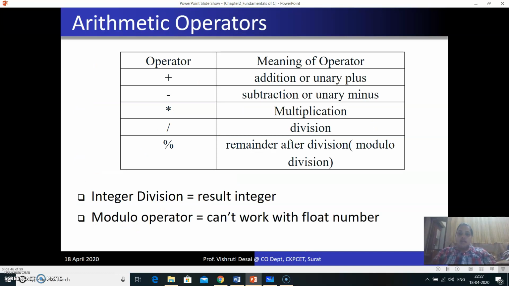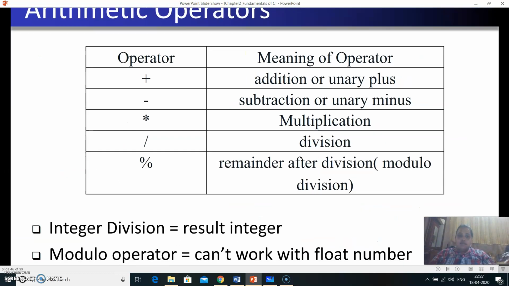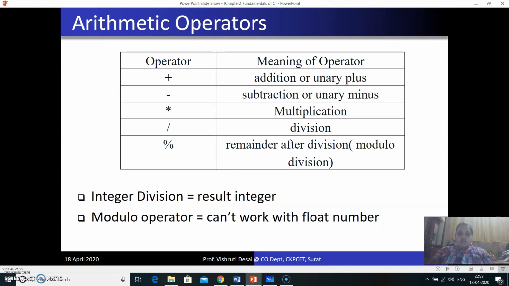Arithmetic operators. Arithmetic operators are plus, minus, multiplication, division and modulo operator. Plus means addition, minus is subtraction, multiplication and division. The plus operator also works as a unary plus. In a similar way, minus is known as subtraction as well as the unary minus. The division operation gives you the quotient of the division and the modulo operator will give you the remainder after the division. It is known as modulo.